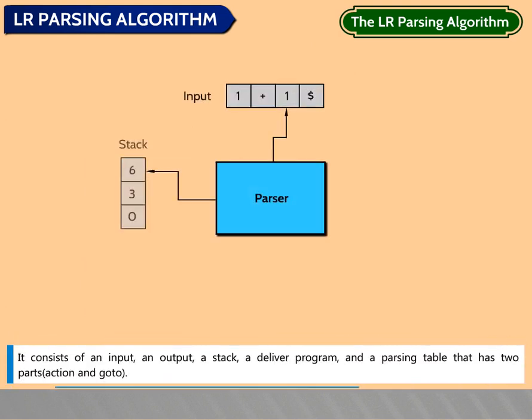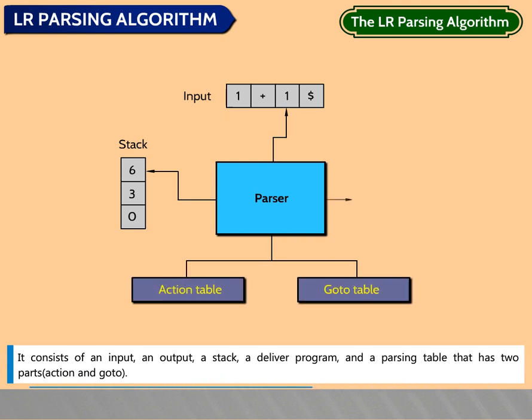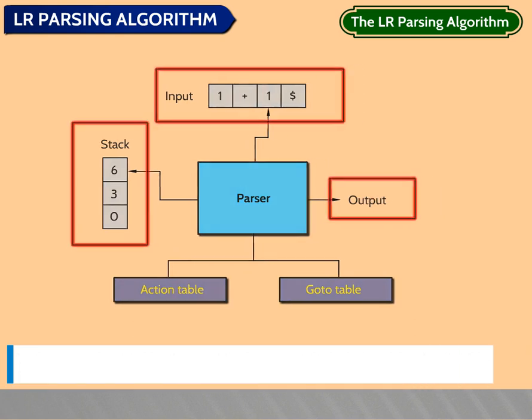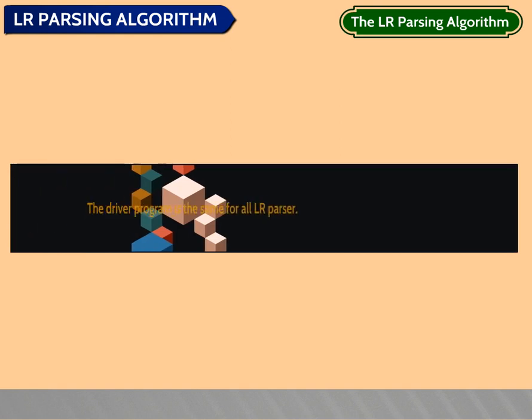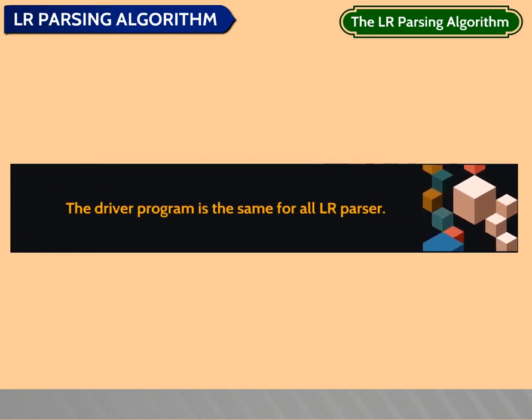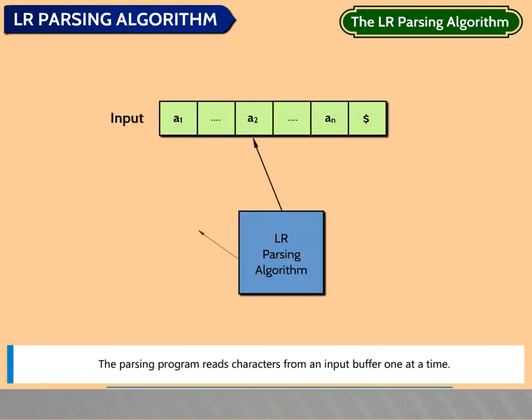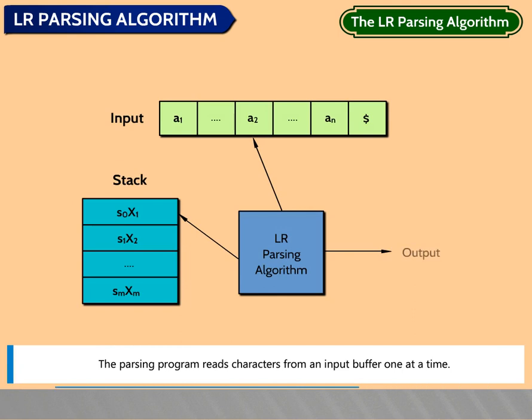It consists of an input, an output, a stack, a driver program, and a parsing table that has two parts, that is action and goto. The driver program is the same for all LR parsers. The parsing program reads characters from an input buffer one at a time.